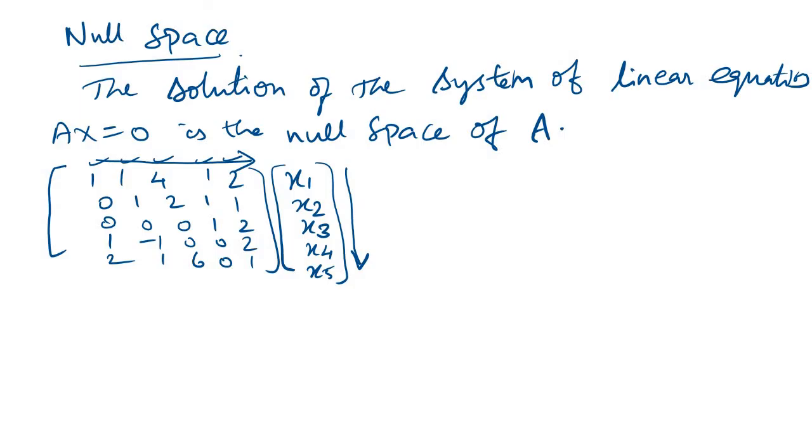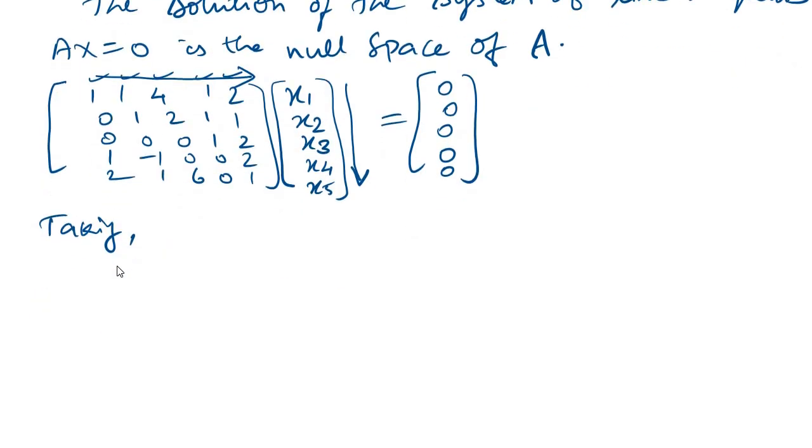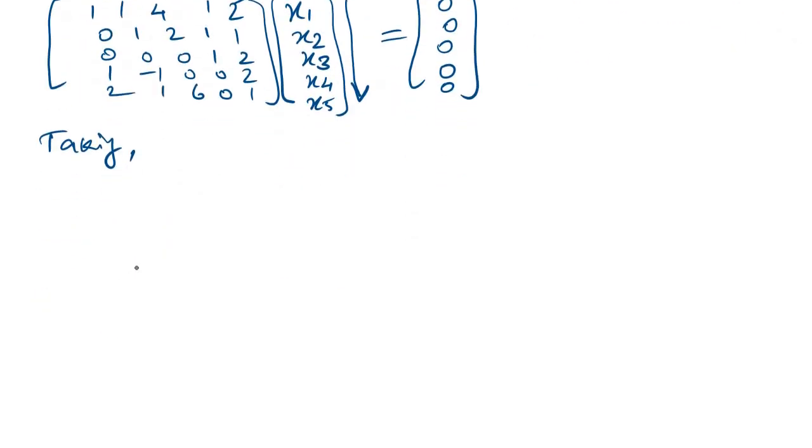row into column, right? Equal to 0, 0, 0. We have 5 rows, so I have written 5 zeros. Now taking the augmented matrix to find the solution of the system of equations Ax equal to 0. The augmented matrix is nothing but the coefficient matrix together with this matrix.